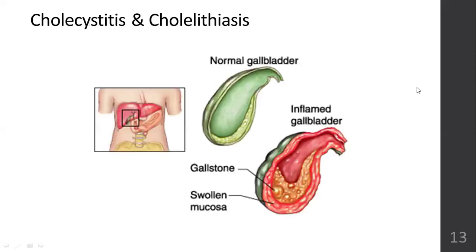Next is cholecystitis or cholelithiasis, gallbladder disorders. Okay, cholecystitis means inflammation of the gallbladder. Cholelithiasis means gallbladder stone. Lithias means stone. Okay, chole relates to gallbladder. So, cholelithiasis, it's the gallstones.